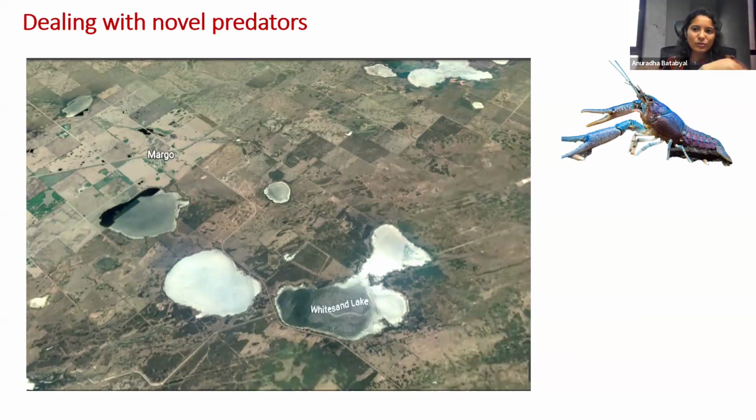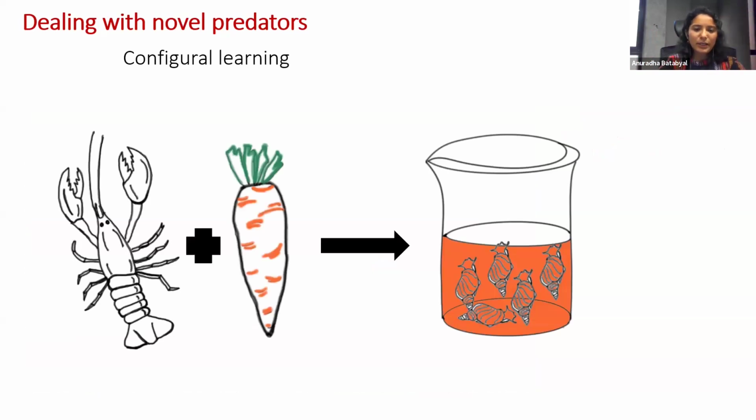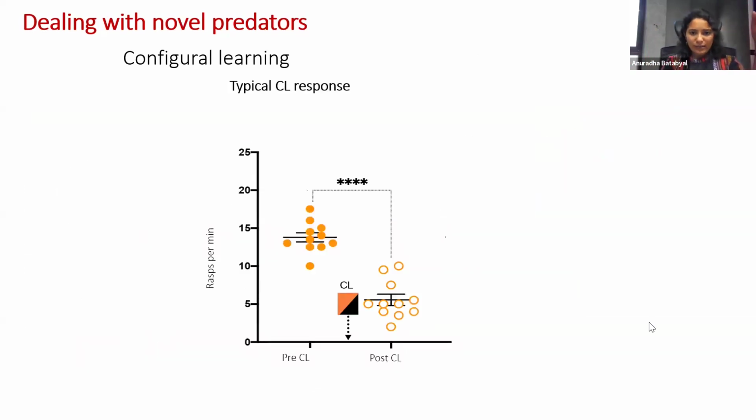There is this crayfish which got introduced in that landscape. There are different lakes, and the crayfish was moving from one lake to the other slowly. And the snails which live in these ponds never know what a crayfish is. They have never experienced it. So it's a novel thing for them. We did this experiment, which is called configural learning. So the snails experience the food with the predator. If they get a food and a predator, they associate the food with threat, so they tend to avoid the food. Okay? So they will not eat carrot for some time because it comes with the threat cue.